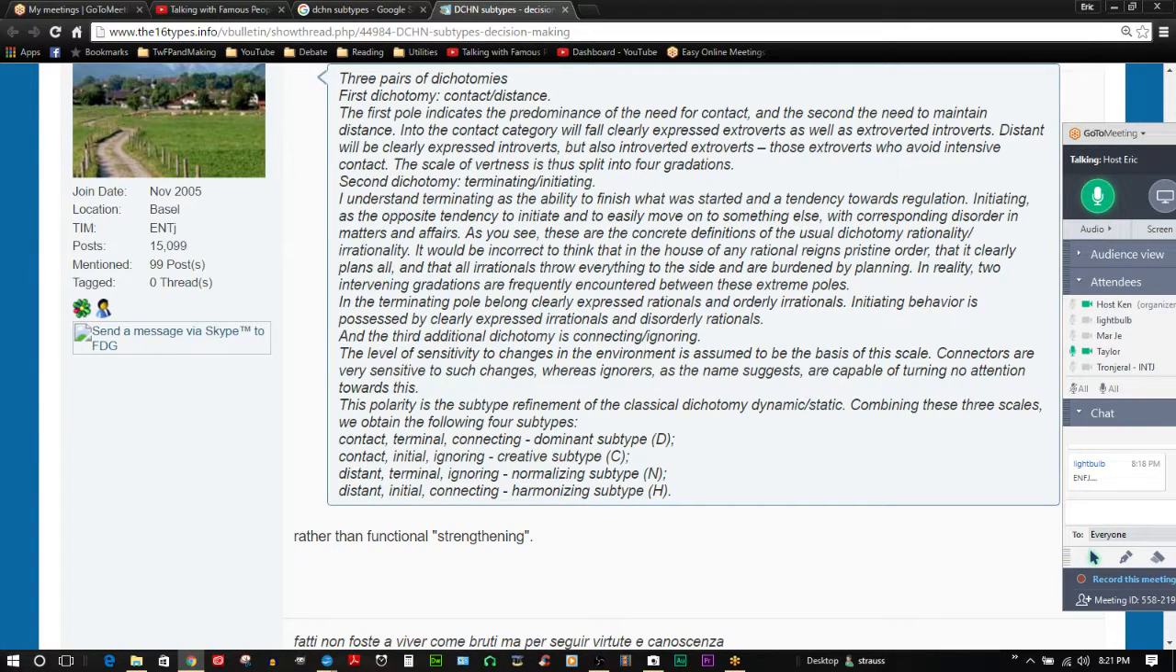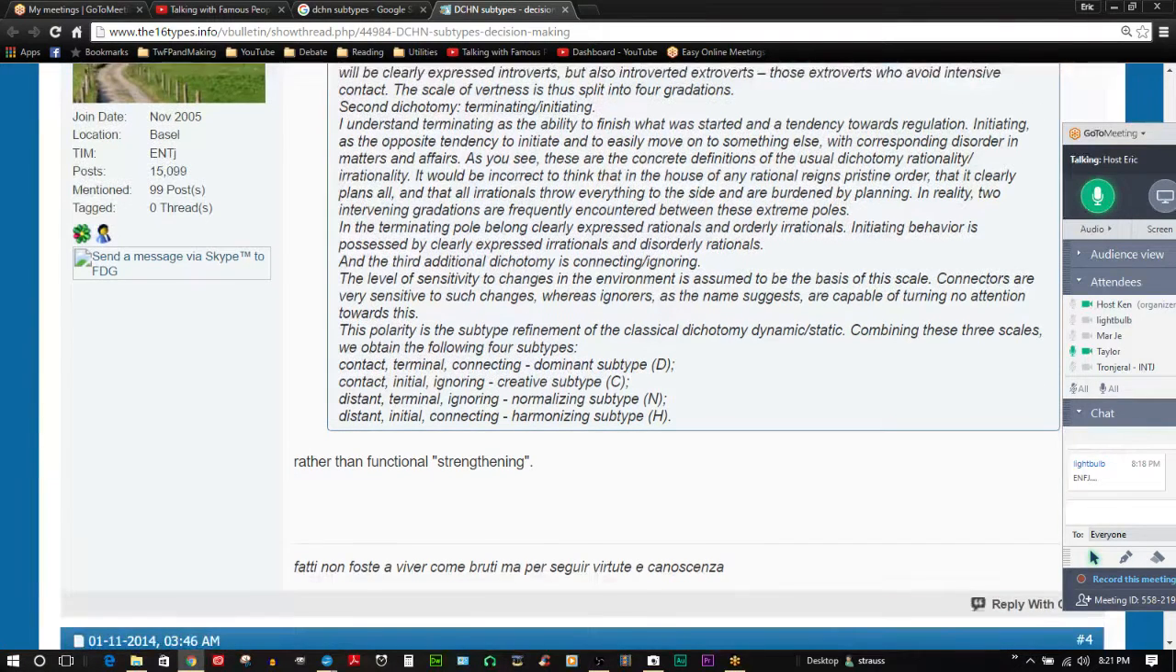And the third additional dichotomy is connecting and ignoring. The level of sensitivity to changes in the environment seems to be the basis of the scale. Connectors are very sensitive to such changes, whereas ignorers, as the name suggests, are capable of turning no attention towards this. This polarity is the subtype refinement of the classic dichotomy dynamic static.